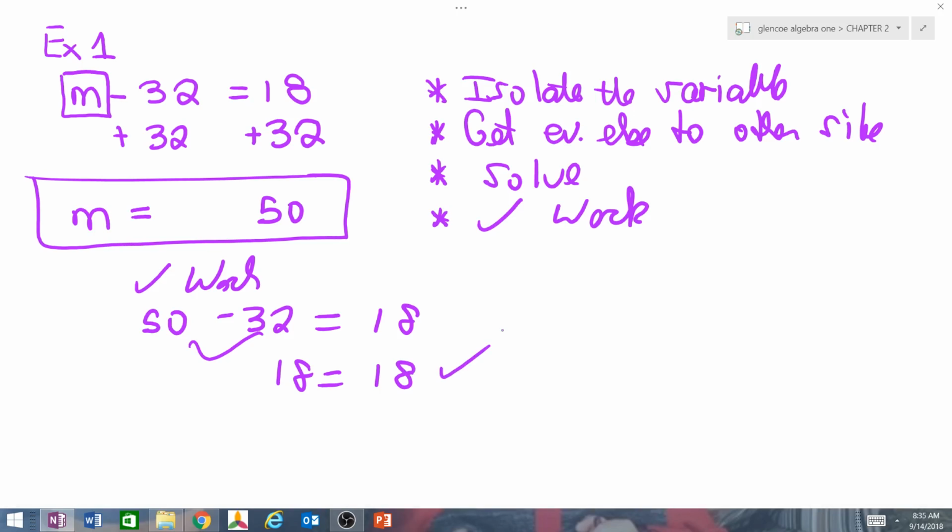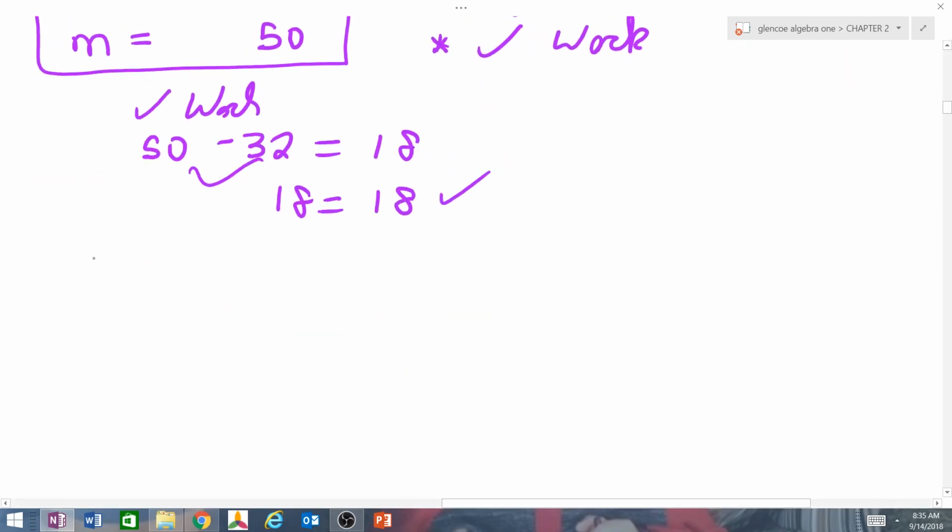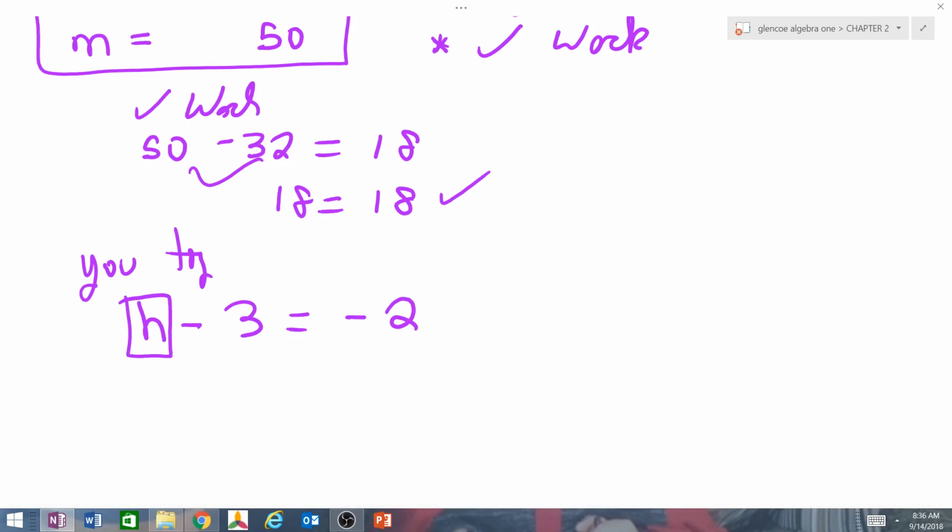Are we good? Okay, you try one. Let me give you a really, really easy one. You ready? You try. h minus 3 equals negative 2. So we're going to isolate our variable, get everything else to the other side. So if you're subtracting, then you would add. If you're adding, you would subtract and solve.